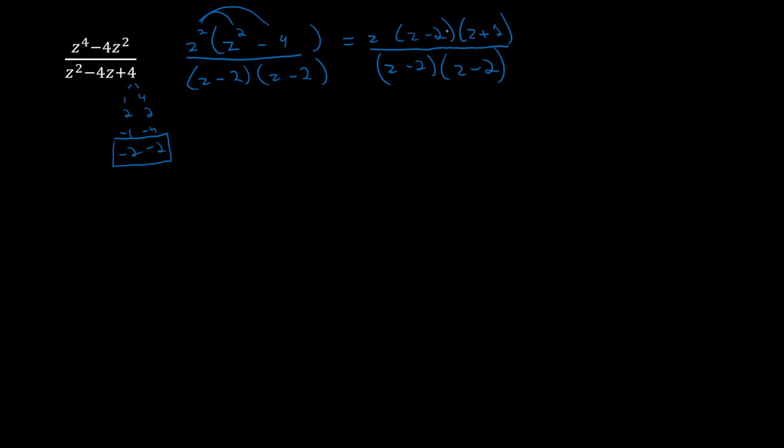So now we can simplify. We see z minus 2 in the numerator, z minus 2 in the denominator. I can cancel those, so my final solution would be z times z plus 2 over z minus 2. And that would be the simplified form of the original expression. I have 2 more examples I'm going to walk you through.